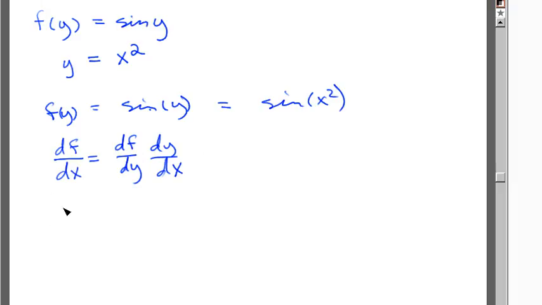So let's go ahead and do it in our example. df by dy in this case, where f of y is just the sine of y, would be the cosine of y. And then we've got to multiply that by dy by dx, but dy by dx is just 2 times x to the 1, or 2x. And we can express that strictly in terms of x, as the y itself was x squared, so that's the cosine of x squared, all times 2x.